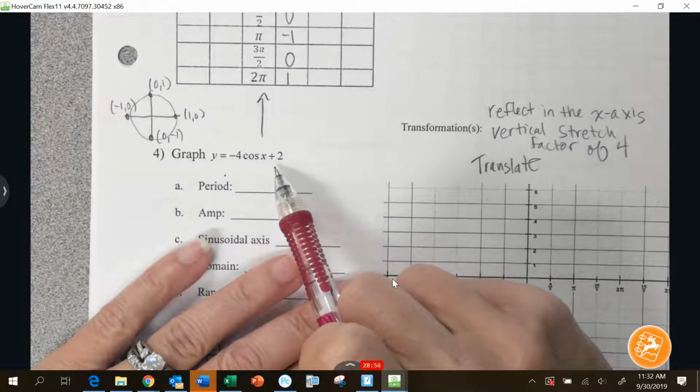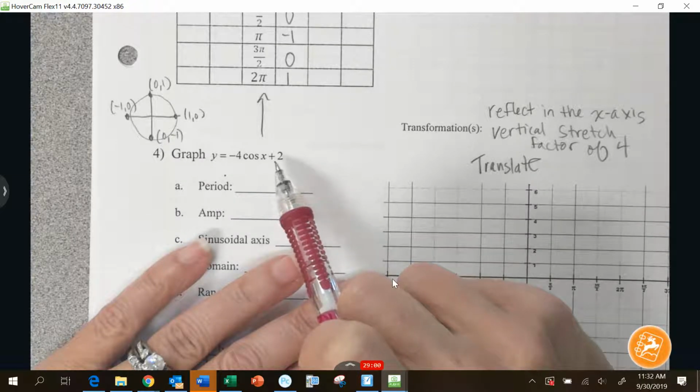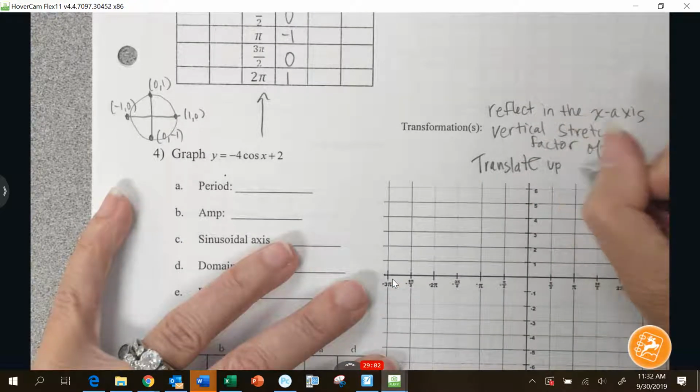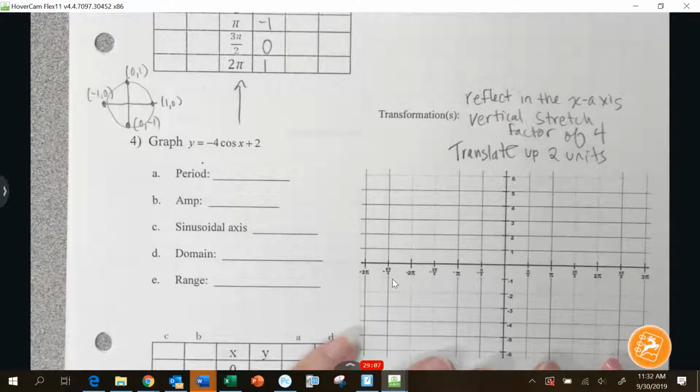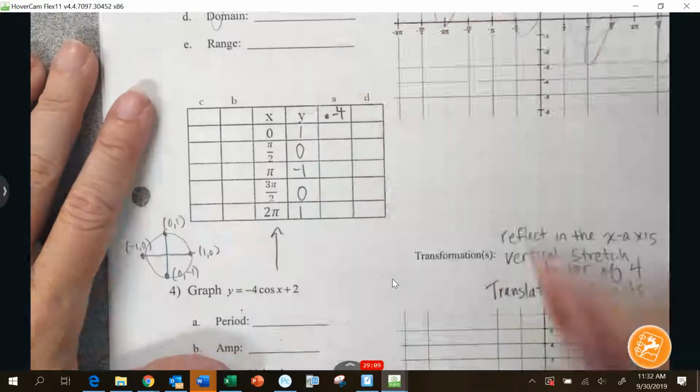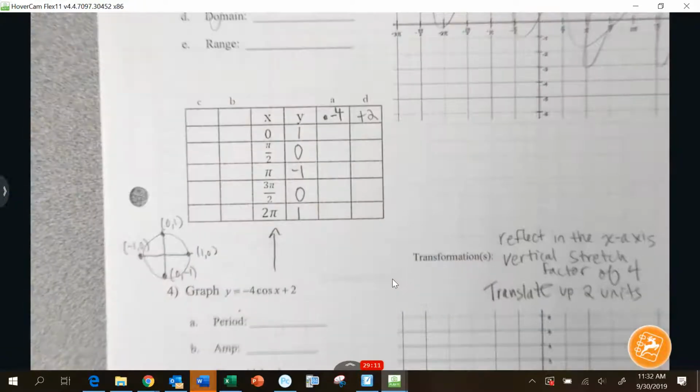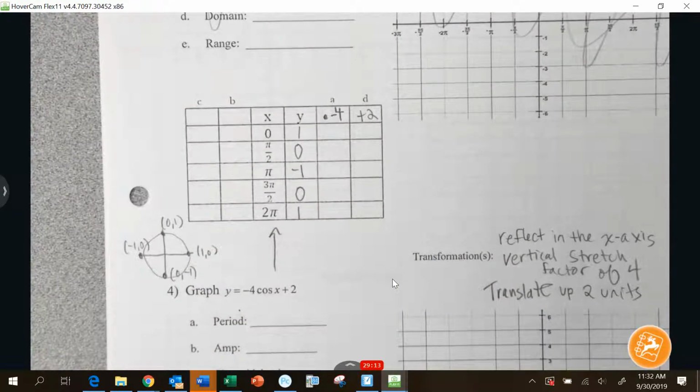So if there's no parentheses, it's vertical. What direction am I going, Zoe? Up. 2 units. All right, so now I'm going to fill out my table with a plus 2 on the y side also. What do we do first? Multiply or add, or does it matter in math?